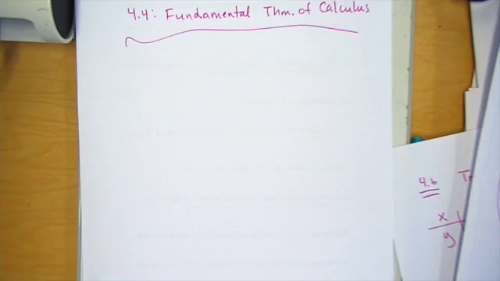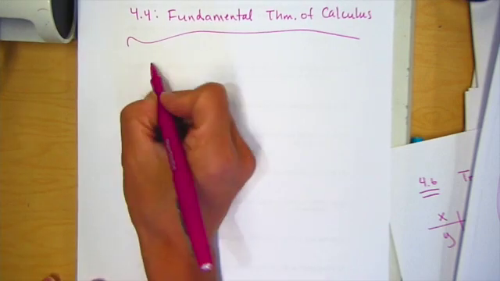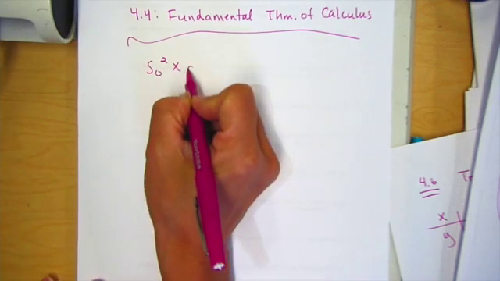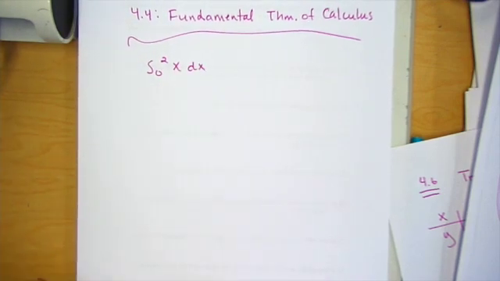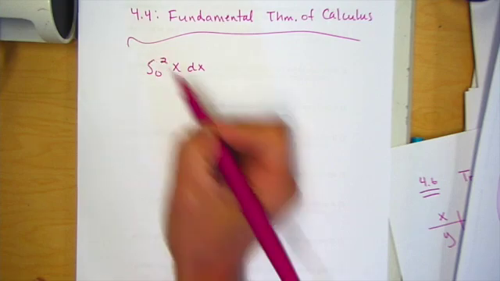This is section 4.4. It's called the fundamental theorem of calculus. So previously, if I gave you a definite integral and I said to find the definite integral of x from 0 to 2, we would do it geometrically.